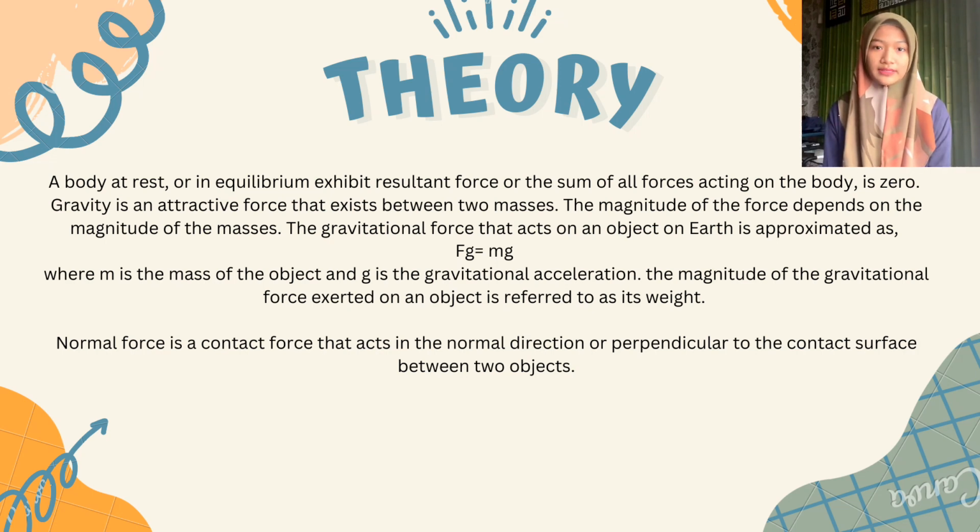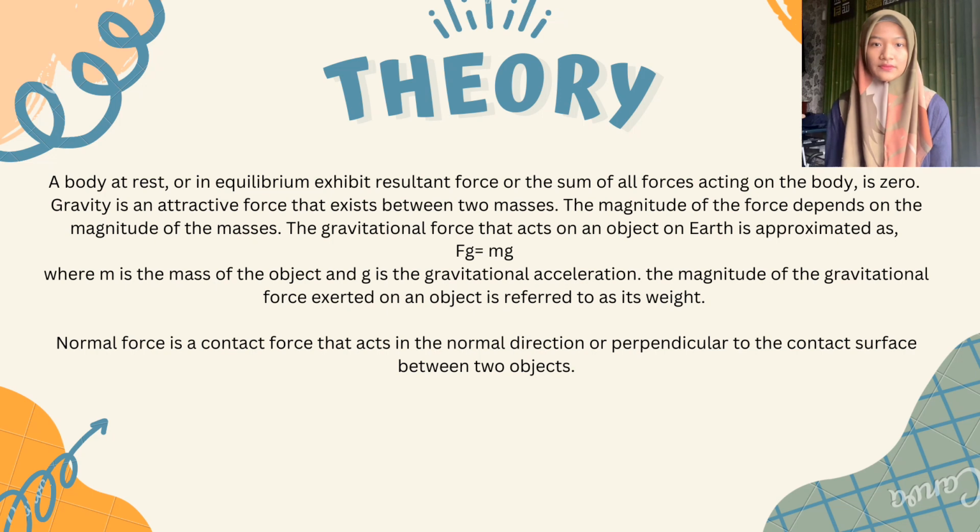Gravity is an attractive force that exists between two masses. The magnitude of the force depends on the magnitude of the masses. The gravitational force that acts on an object on Earth is approximated as Fg equal to mg, where m is the mass of the object and g is the gravitational acceleration. The magnitude of the gravitational force exerted on an object is referred to as weight.